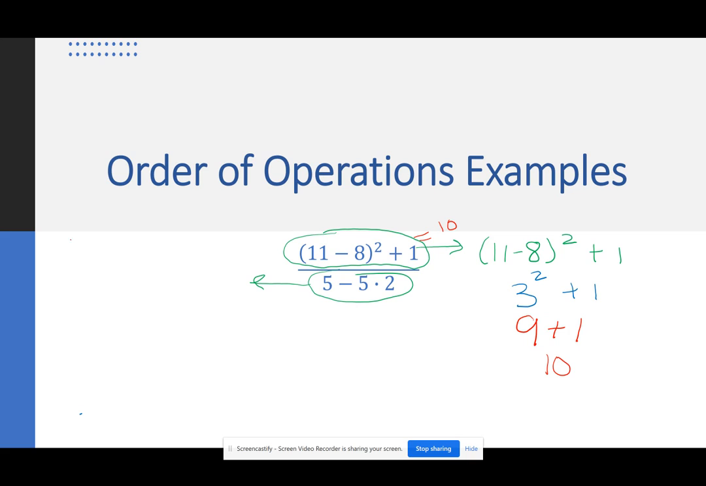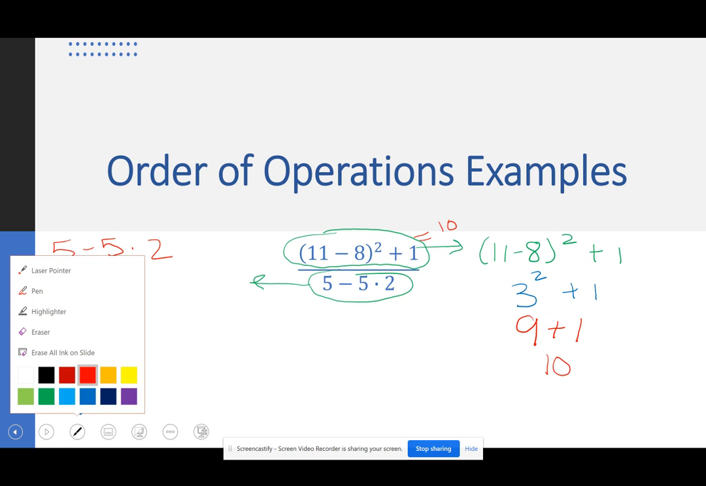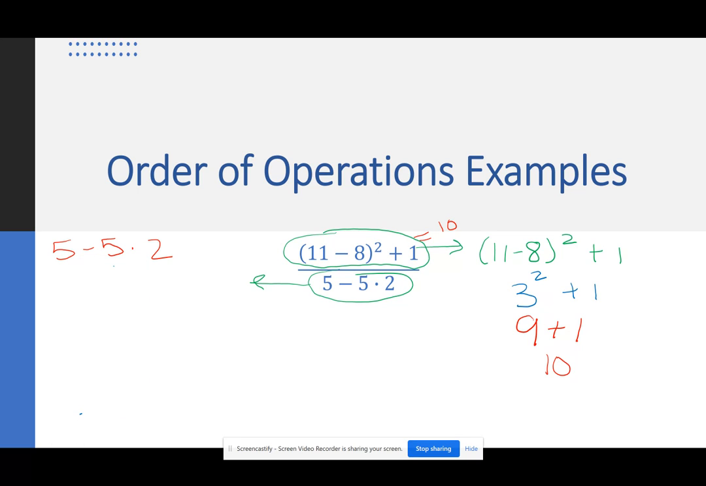Now over here we have 5 minus 5 times 2 for the bottom of this. There's no parentheses or exponents, so you're just going to start with your multiplication and division from left to right. 5 times 2 is 10, so we get 5 minus 10. 5 minus 10 is just negative 5. So this whole bottom equals negative 5. So now you do the division of the whole thing because you simplified the top and you simplified the bottom. We're just left with 10 divided by negative 5, which is negative 2. So your final answer here is negative 2.